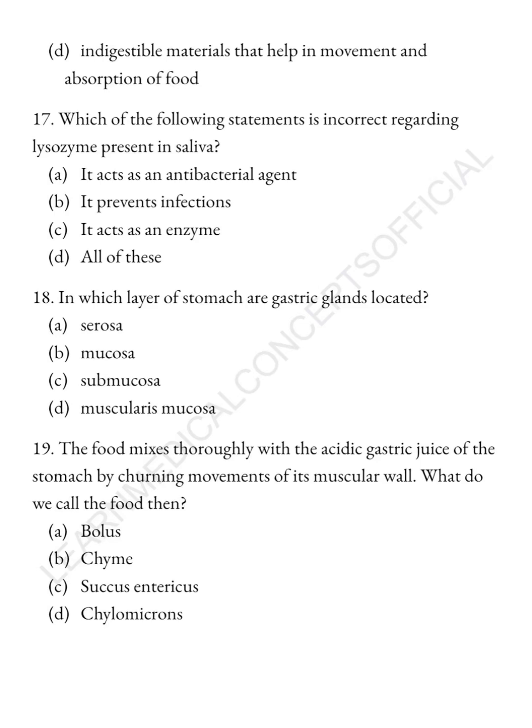And the correct option is option B, chyme. Chyme is the food which is mixed thoroughly with the acidic gastric juice, but bolus is the food particle that is formed with chewing and mixing with the saliva. That's the difference you have to know. So chyme is the one which will mix with the acidic gastric juice. So the correct option is option B.